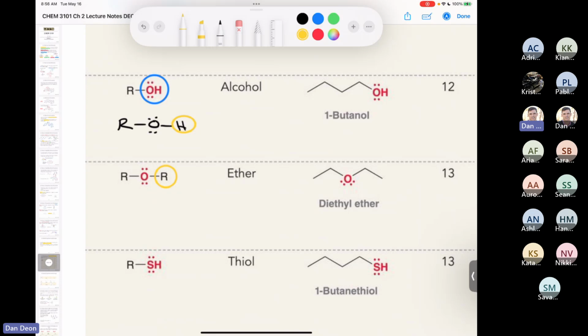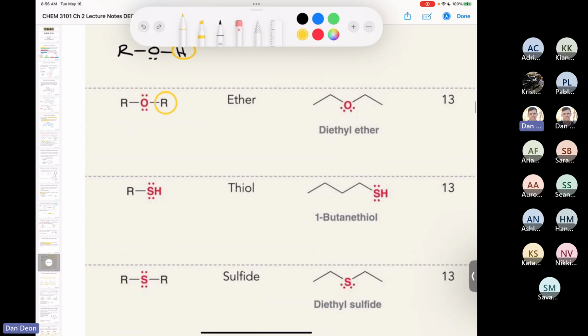Could anybody say, if I have two molecules of this, are they going to participate in hydrogen bonding? No. Even though there's hydrogen and oxygen in the molecule, the oxygen is not bound to a hydrogen, and therefore there's no hydrogen bonding. Good. All right, awesome. The next one is a thiol.